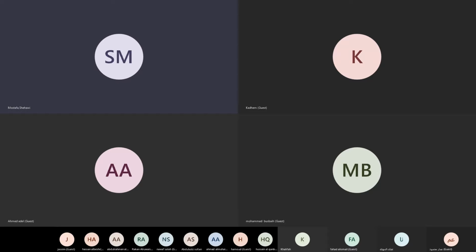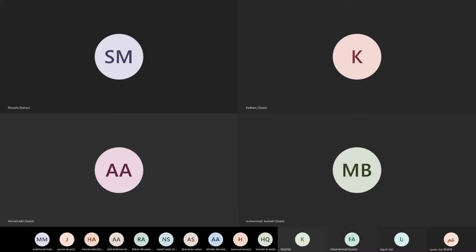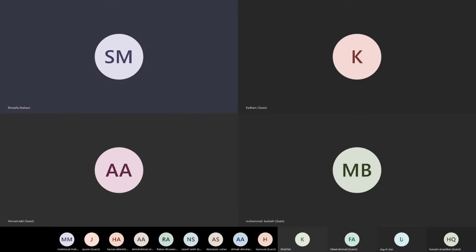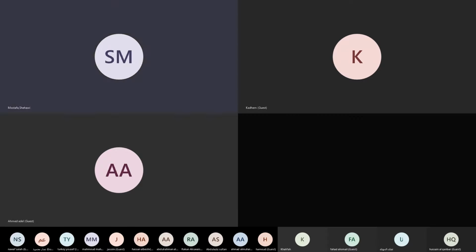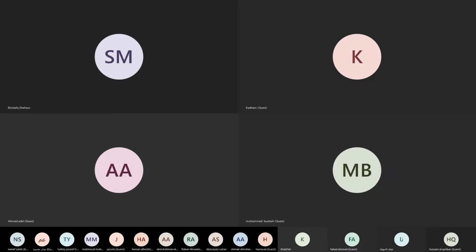Cardiovascular, bravo, Abdurrahman Al-Haji, cardiovascular and the lymphatic system. Other questions? What is lymph? Yes, Ahmed Adil, we have a new question here. What is lymph?